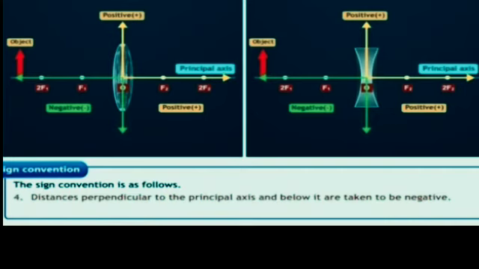Distances perpendicular to the principal axis and above it are taken to be positive, and the distances perpendicular to the principal axis and below it are taken to be negative. The focal length of a convex lens is positive, while that of the concave lens is negative.